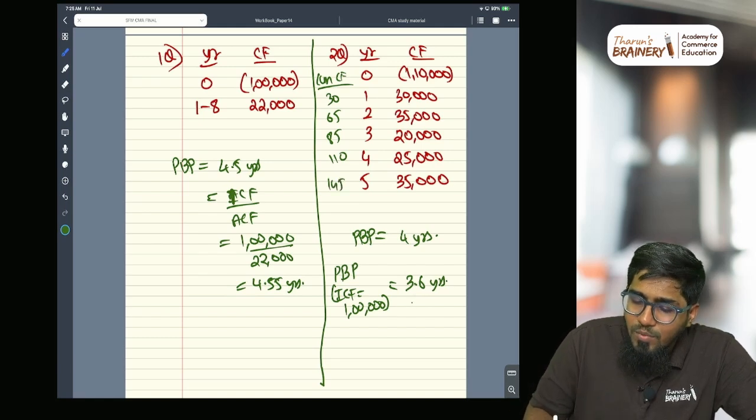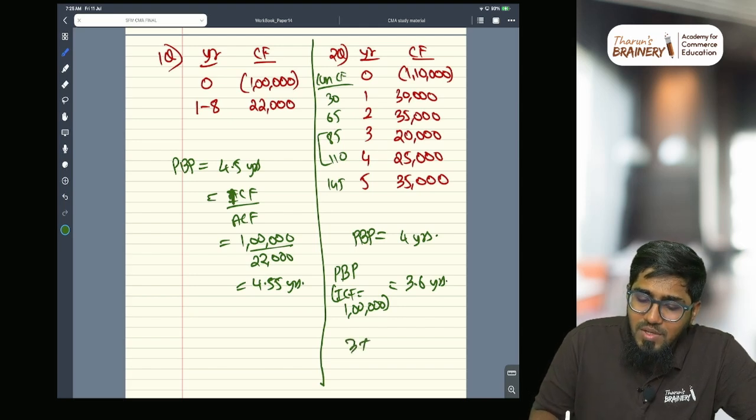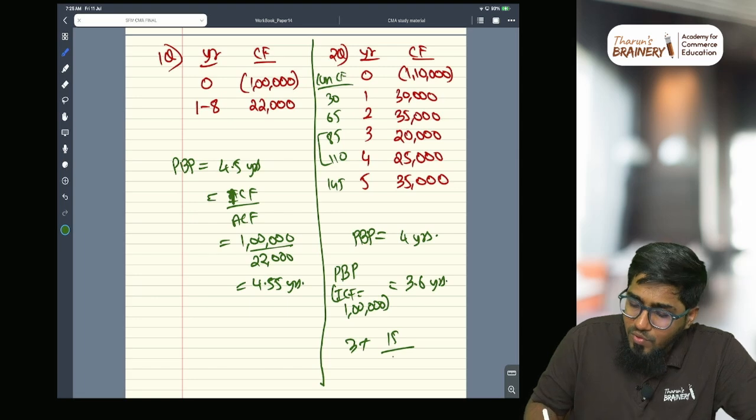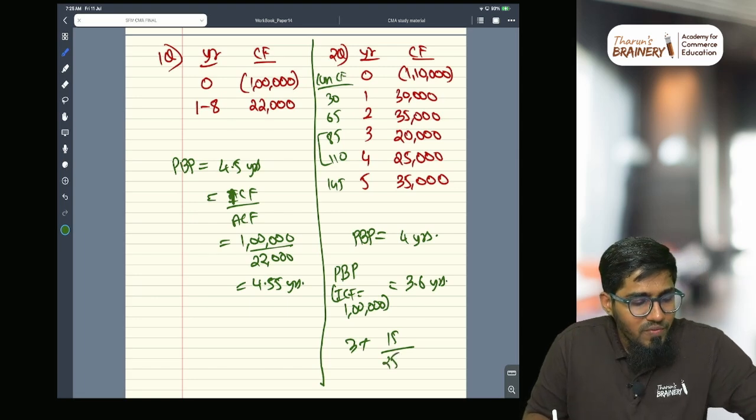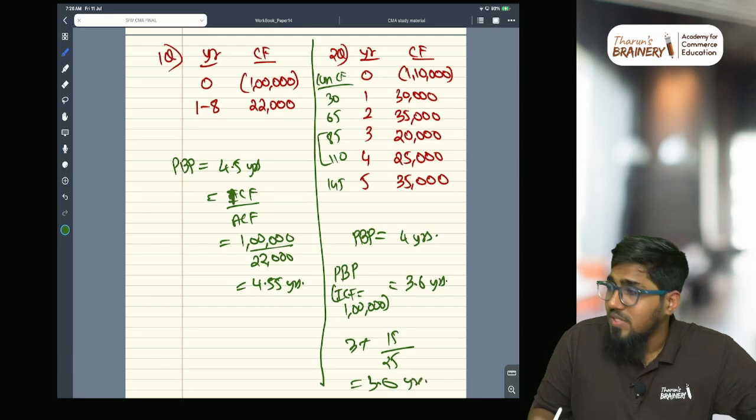How much do I want? I want 1 lakh rupees. Where is it 1 lakh rupees? It is here. So 3 years plus, from 85 we need 15. So 15 divided by, in the fourth year it is 25. So 15 divided by 25 is equal to 0.6. So the answer is 3.6 years.